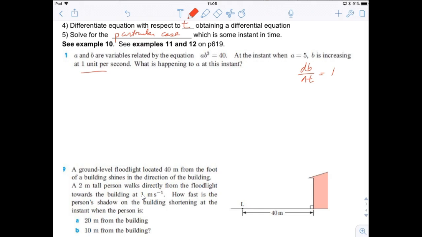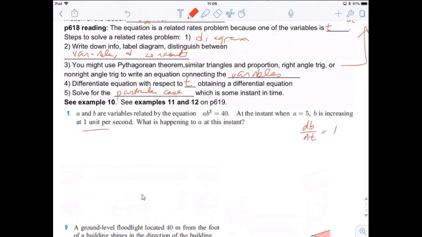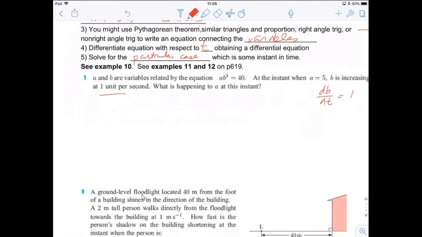Okay, so we need an equation which has A in it and dB/dt in it. If you look at our procedure, they already gave us the equation which connects the variables, which is step 3. We need to do step 4, which is to differentiate the equation with respect to t. So we're just going to do an implicit differentiation on this equation.